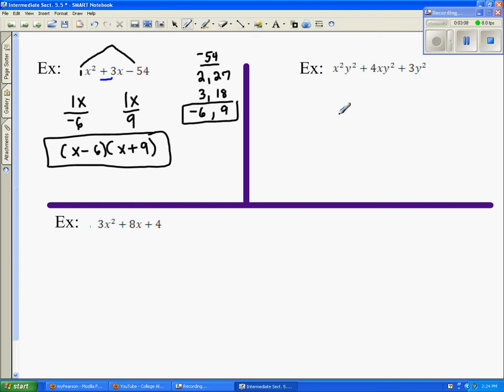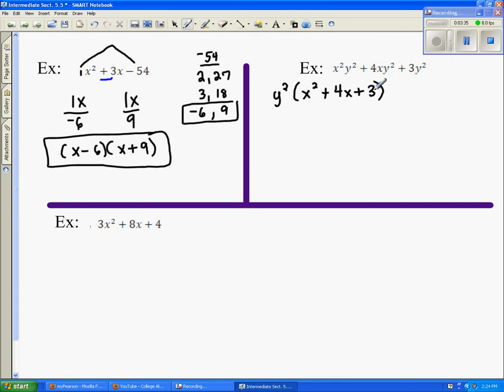My next example, the first thing I always look for is a GCF. Well, this has a y squared, this has a y squared, and this has a y squared. So my greatest common factor is a y squared, and I need to take it out. If I factor it out, I'm left with x squared in the first term. If I take y squared out, I'm left with 4x here, and I'm left with plus 3. So this part's my GCF.